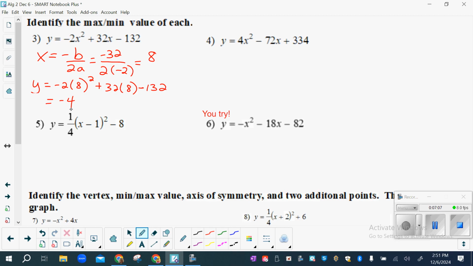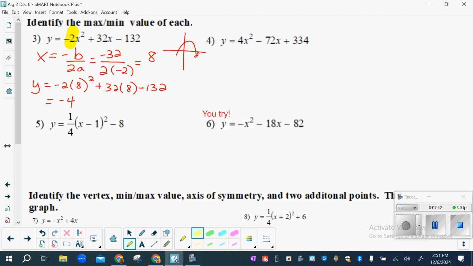Okay, so we have an equation here, and something about this equation tells us whether it faces up or down. What part of the equation tells us whether it's facing up or down? So this A here tells us whether it's facing up or down. That negative 2 means it faces down.